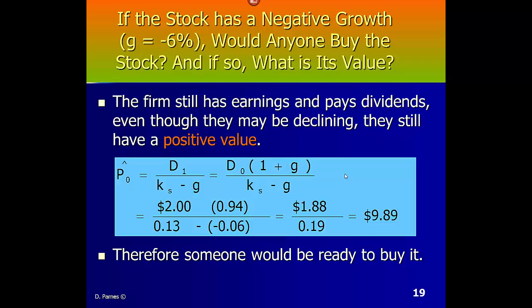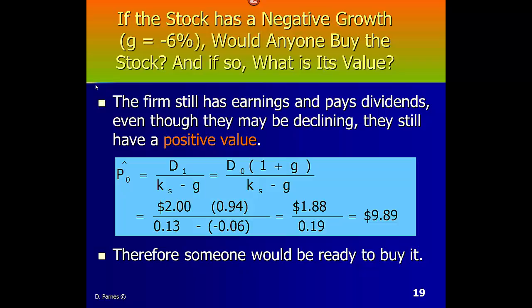So first of all, let's understand what a negative growth rate means. It means that the company is not necessarily dying. It is still earning money, but it is earning less and less every year. So if one year it is earning $100, with a negative 6% growth rate, next year it will still earn, but it will earn less, $94, and so on. So the company is still profitable, it's still paying dividends, but its earnings are shrinking every year. This is what it means.